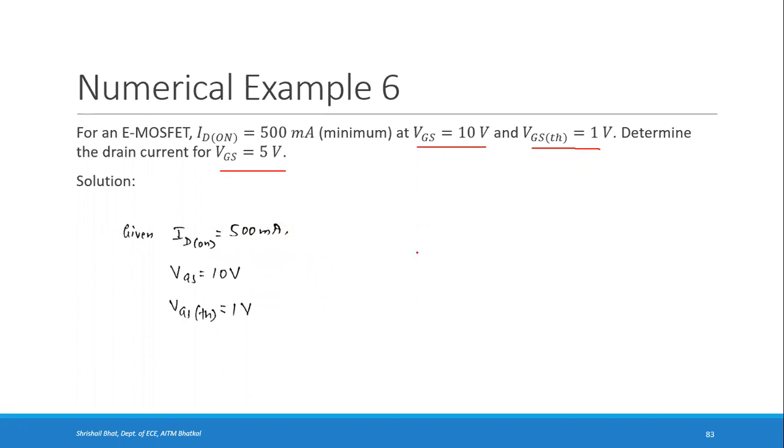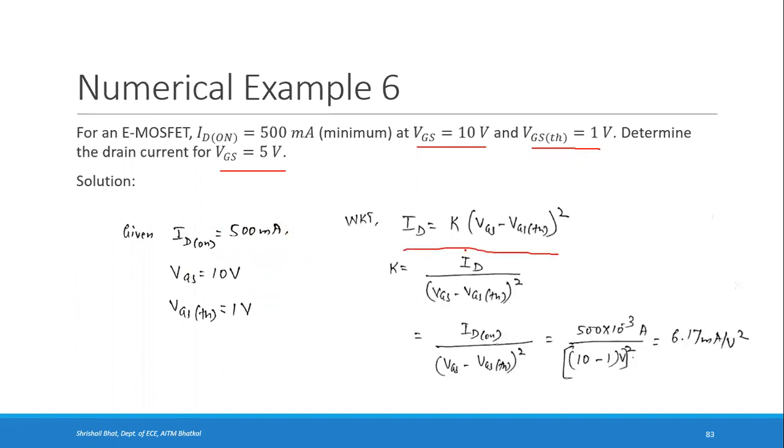The equation is this. In an E MOSFET, the equation is ID is equal to K times (VGS minus VGS threshold), the whole square. So first you have to get the value of K. I had told you, while solving numericals you will understand how to get the value of K. Just rearrange this to get K is equal to ID divided by (VGS minus VGS threshold), the whole square.